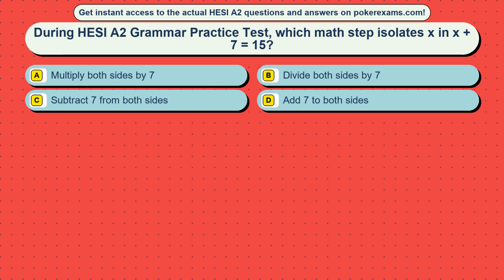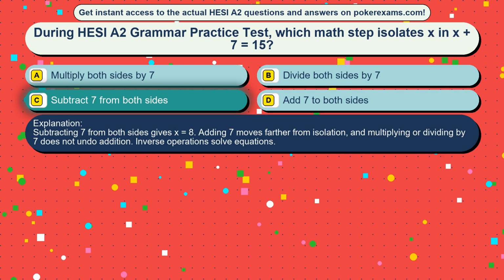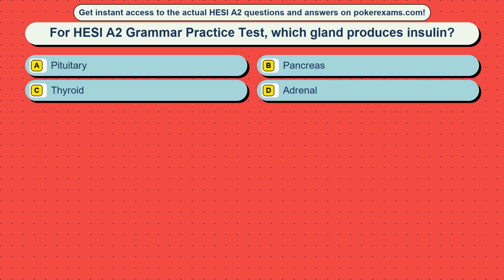Question 31. During HESI A2 grammar practice test, which math step isolates x in x plus 7 equals 15? Option A, multiply both sides by 7. Option B, divide both sides by 7. Option C, subtract 7 from both sides. Option D, add 7 to both sides. The correct answer is option C, subtract 7 from both sides. Subtracting 7 from both sides gives x equals 8. Adding 7 moves farther from isolation, and multiplying or dividing by 7 does not undo addition. Inverse operations solve equations.